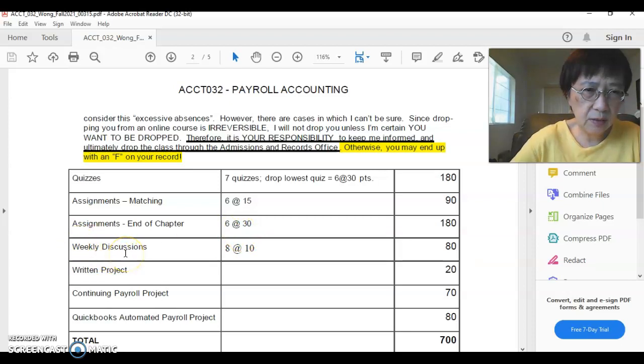Weekly discussion, I also have a weekly discussion on each module. At the end of each module, I have a discussion. And there is a written project you need to do at the end of this course. Continue payroll project, QuickBooks automatic payroll project too.